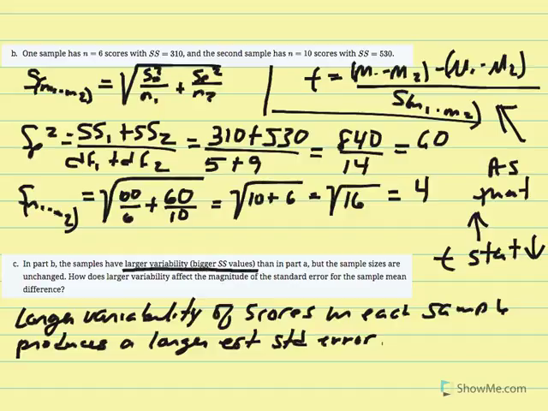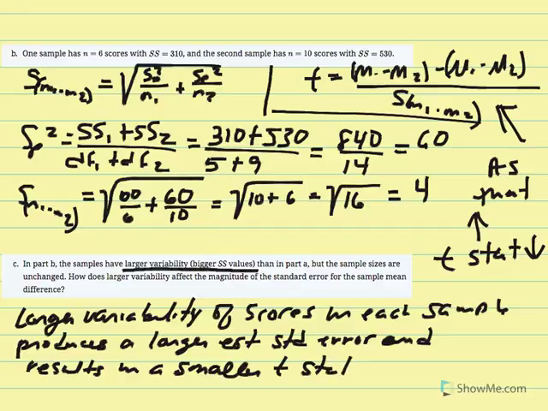So larger variability of scores in each sample produces a larger estimated standard error, and I should say, and results in a smaller t statistic, which decreases the likelihood of rejecting the null.